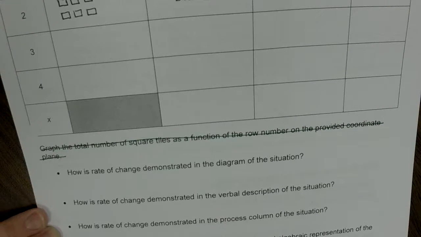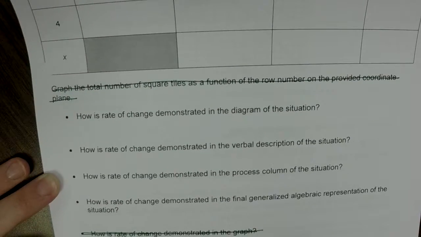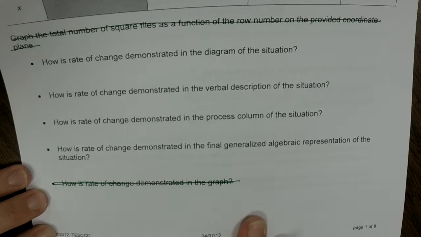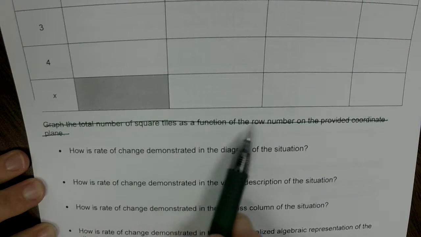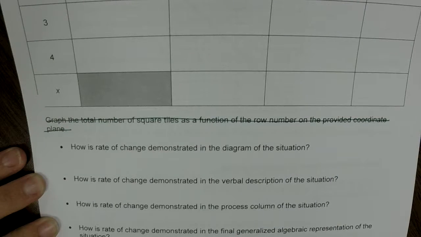And then it says, how is that rate of change demonstrated in the graph? We don't have a graph, so obviously you don't have to do that part, so you can cross it off the bottom. It says graph on the provided coordinate plane. There's not a provided one, and so then we obviously can't talk about it on the graph.